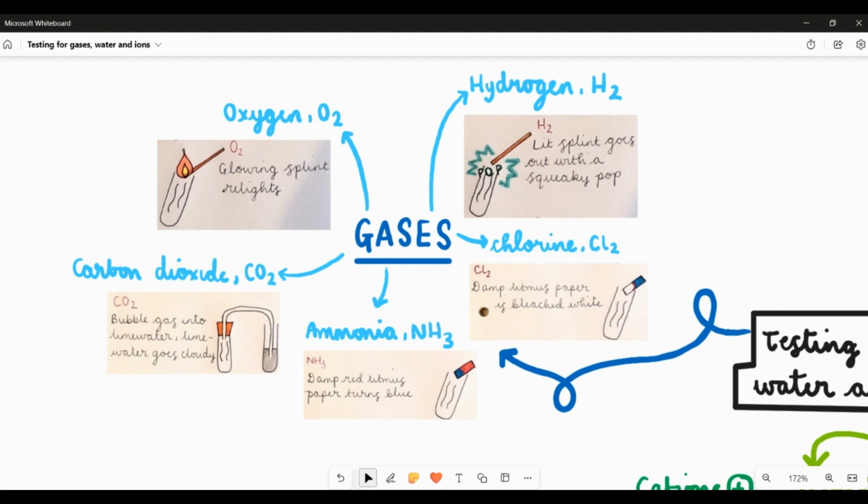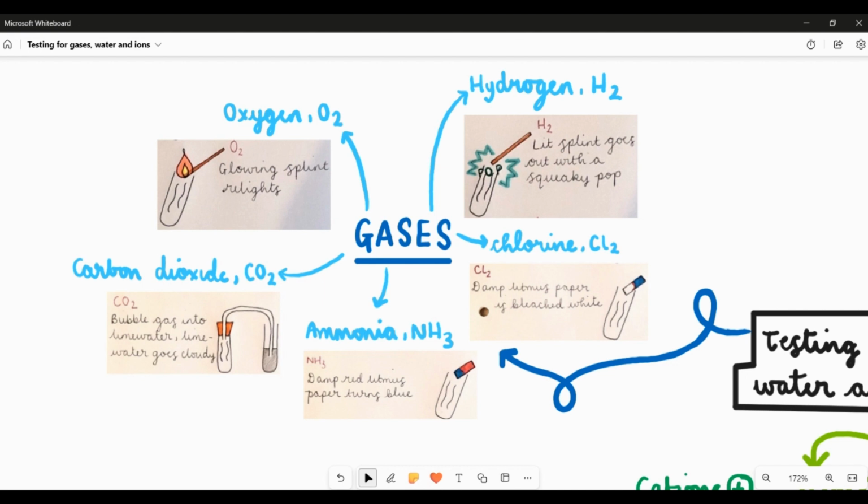So those are 5 gases that, depending on which specification you are studying, you need to know how to test for. So questions might say, how do you test for this particular gas and what is the result? So for something like chlorine, adding the damp litmus paper is how you would test for the presence of the chlorine gas.